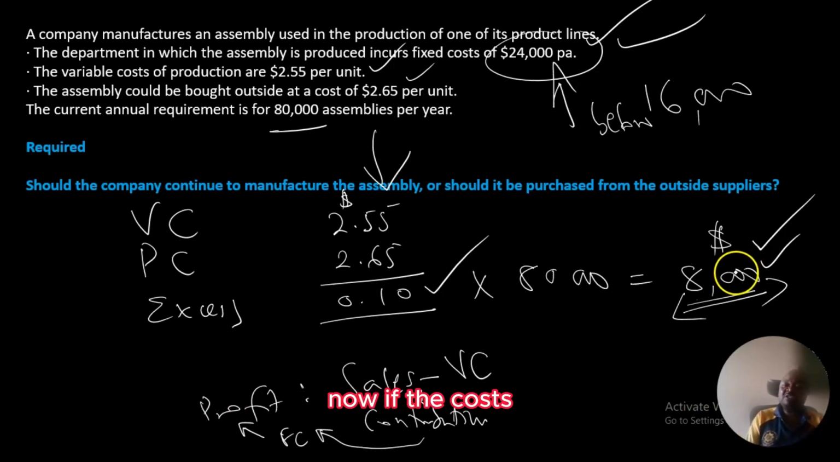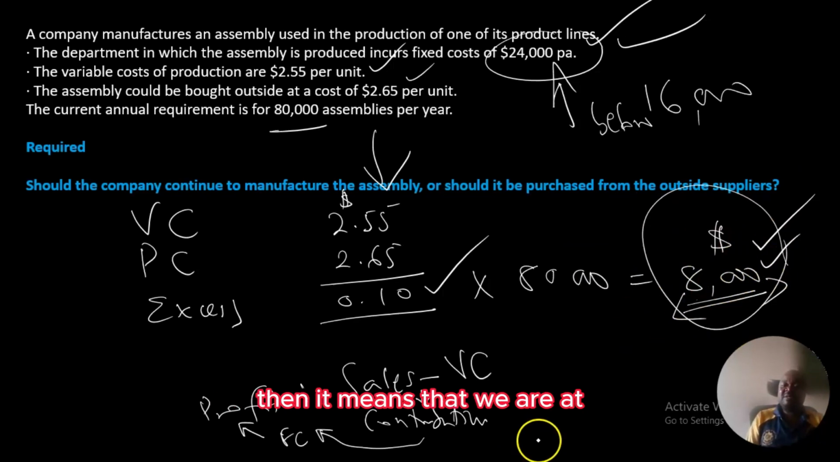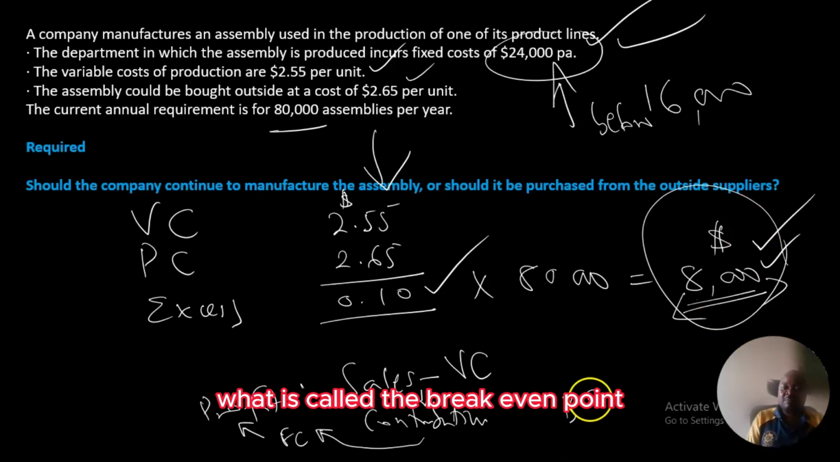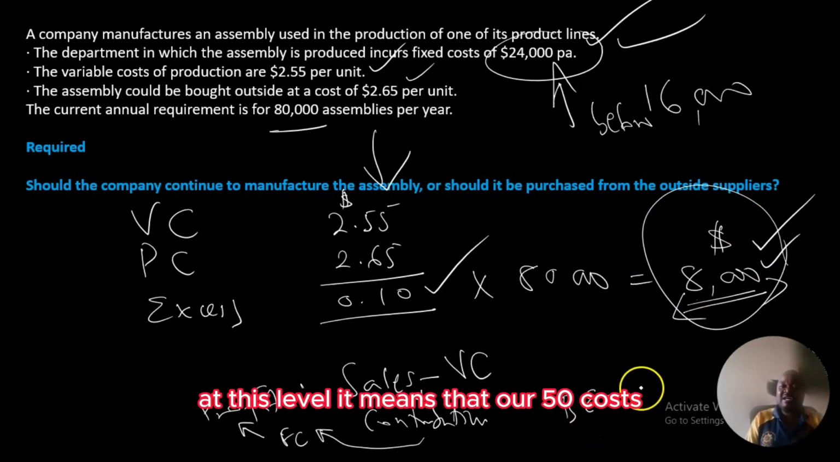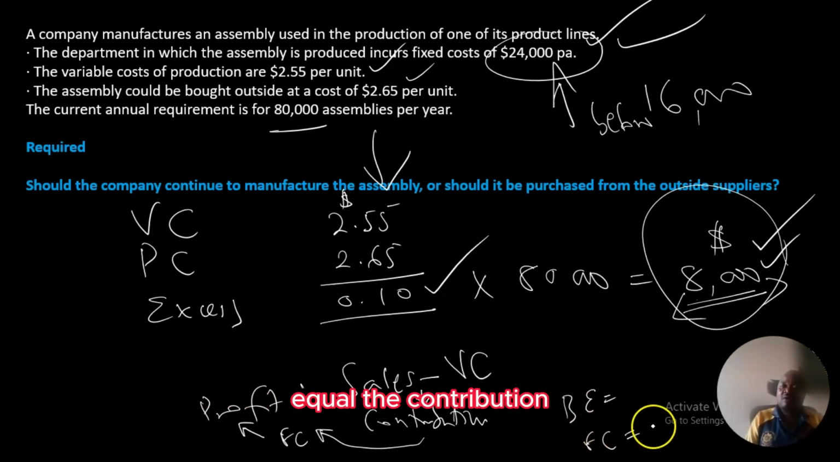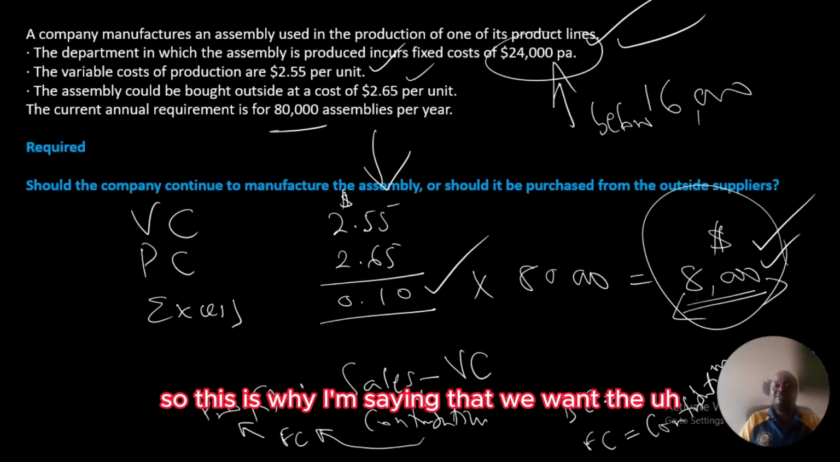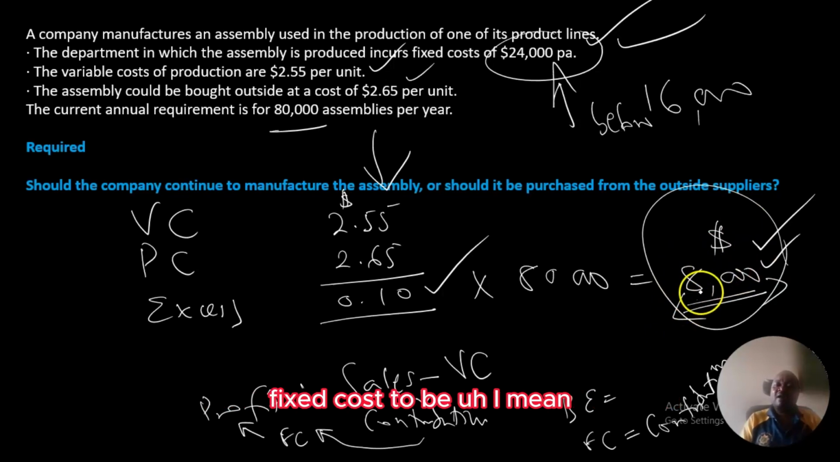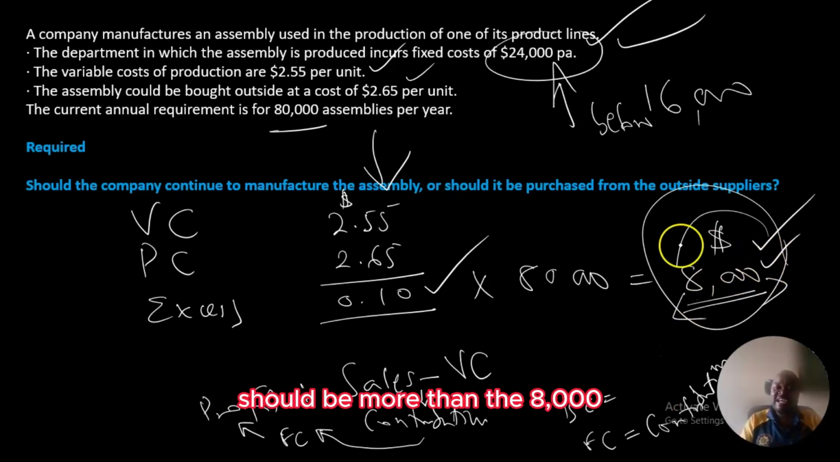Now, if the costs which are going to be saved are only going to be 8,000 straight, then it means that we are at what is called the break-even point, where there is no loss or no gain. At this level, it means that our fixed costs equal the contribution. So at that level, we will be indifferent. So this is why I'm saying that the fixed cost to be saved from this decision should be more than the 8,000.